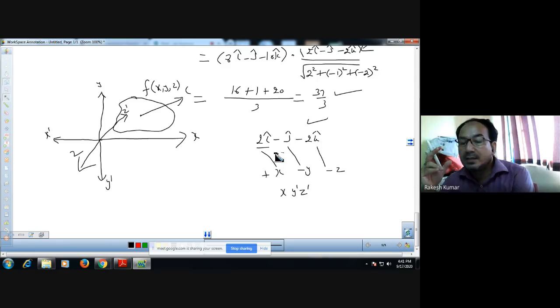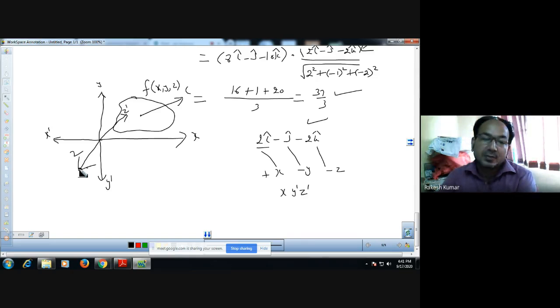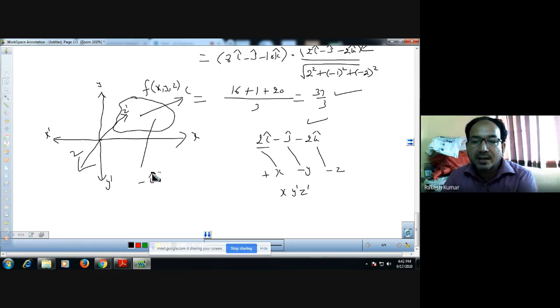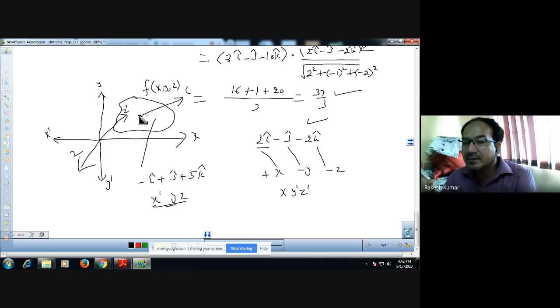Always remember which direction we want to find the directional derivative in. Suppose they say find the directional derivative in this direction, minus I plus j plus 5k. Now it is clear: the x-axis is negative, the y-axis is positive, the z-axis is positive. So I am talking about this plane. In 3D you can visualize the surface, no doubt about that. And the important thing is this surface is lying in the x, y, z plane.